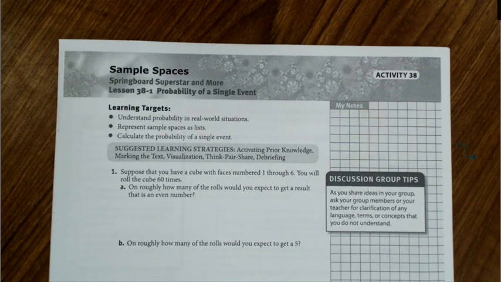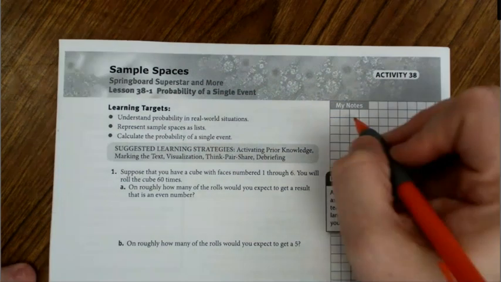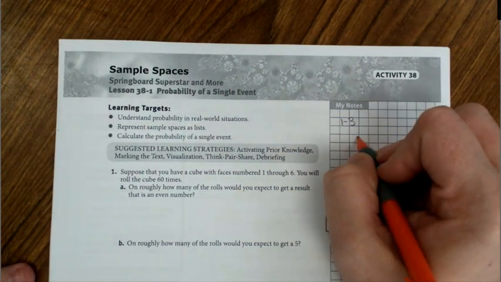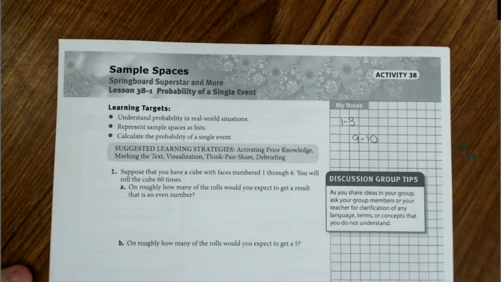All right, today we're going to be covering lesson 38-1, which is probability of a single event. We are going to be splitting this lesson into two separate chunks. The first chunk will cover questions 1 to 3, and the second chunk will cover 9 to 10.